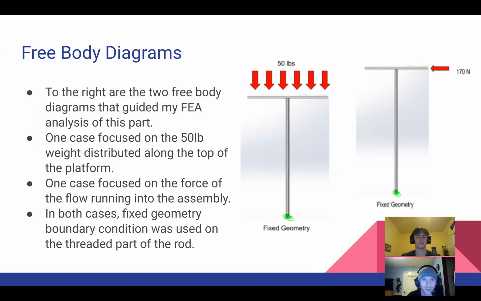These are the free body diagrams for the FEA analysis. The first one uses a fixed geometry condition on the threaded end of the rod, and a distributed load of 50 pounds to simulate the weight of the motor and fan assembly. The second one has the same fixed geometry boundary condition on the thread, but with a 170 Newton force pushing against the front face of the platform. This simulates the flow pushing against the mount when it exits the duct.